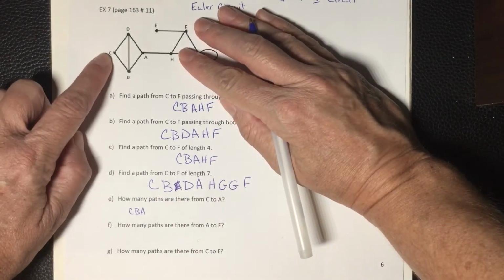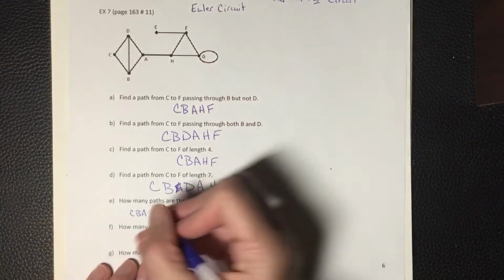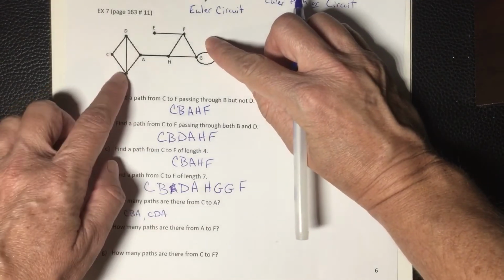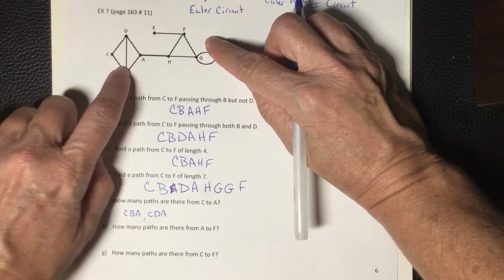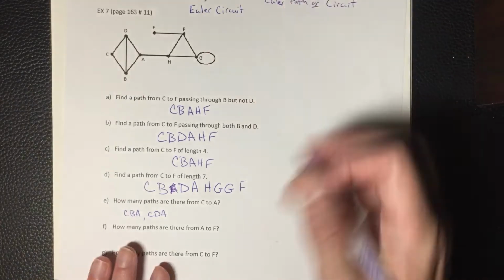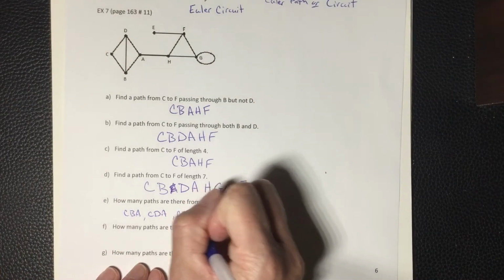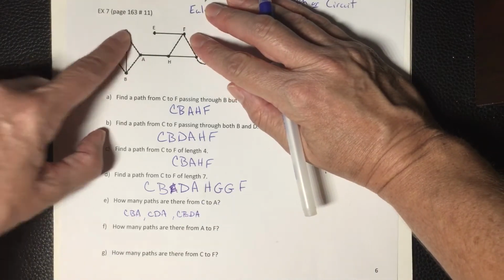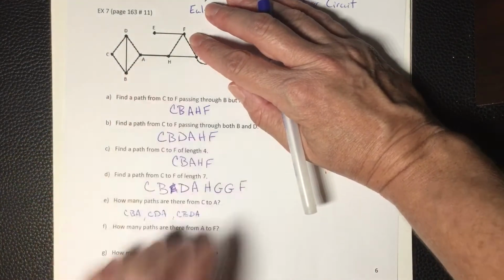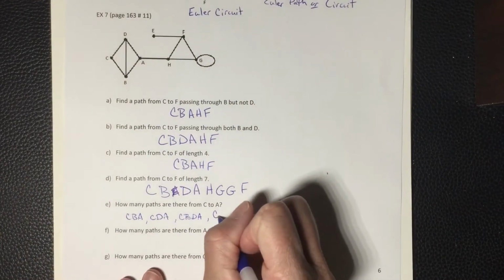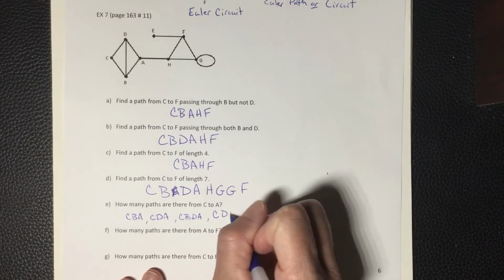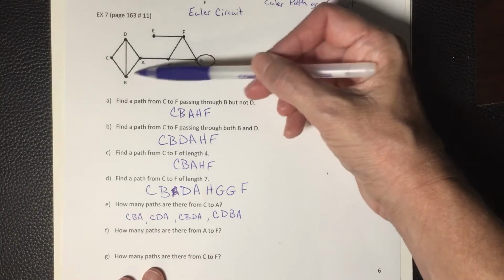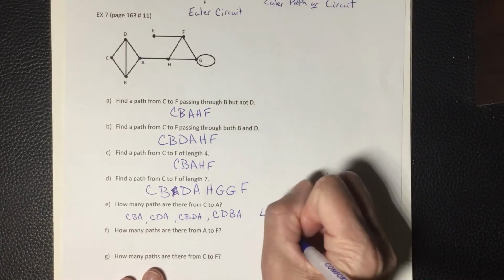We can go across the top and go C, D, A. But then we could also use this middle line. So maybe we go to B, then up to D, then back to A. So that would be C, B, D, A. And then we could do the opposite. C to D, back down to B, and back over to A. So that would be C, D, B, A. And it looks like those are the only ways to do this without going down an edge twice. So our answer would be 4.